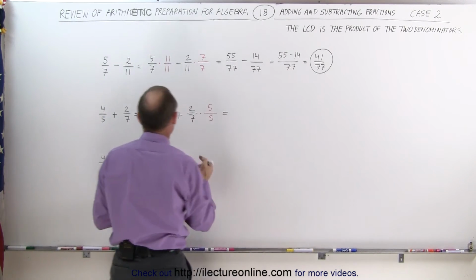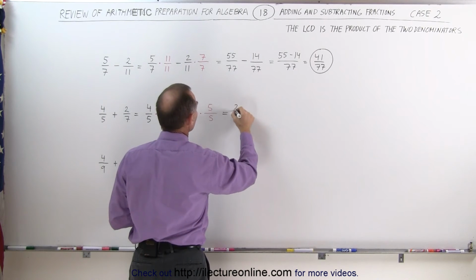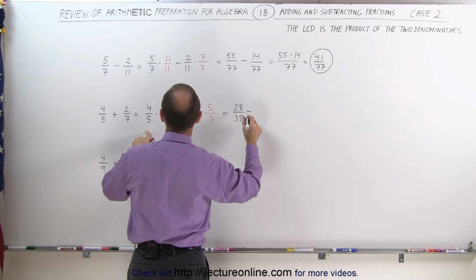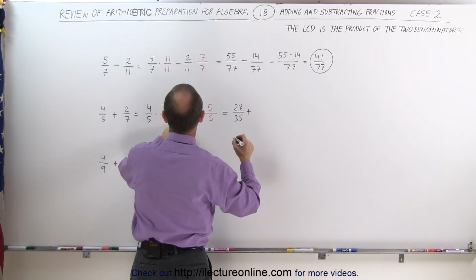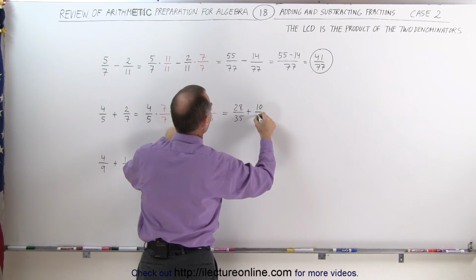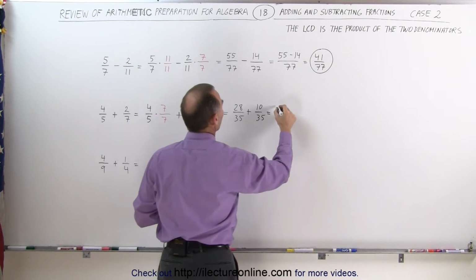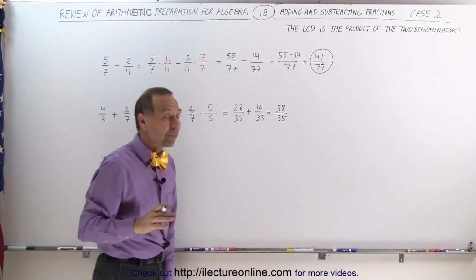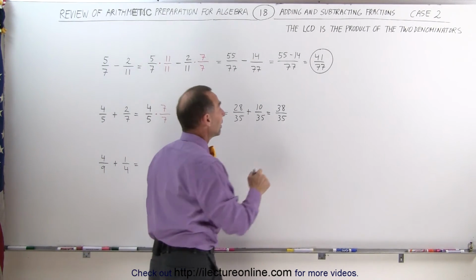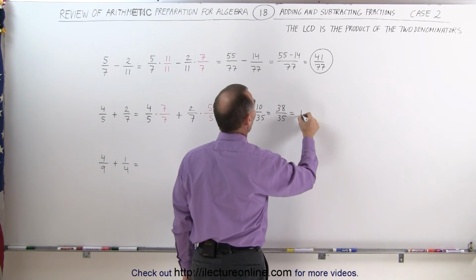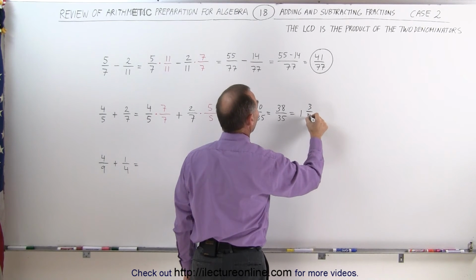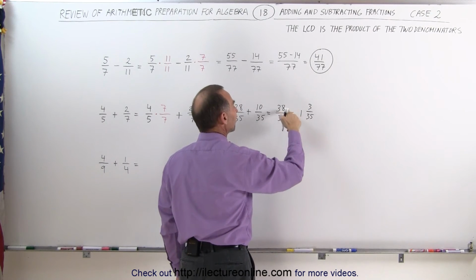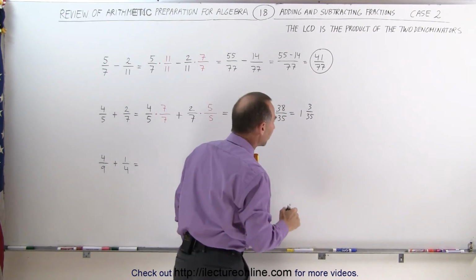When we multiply fractions, we simply multiply the numerators together, and we multiply the denominators together. This therefore becomes 28 over 35 plus 10 over 35, which is equal to 38 over 35. If you want to write that as a mixed number, you can do that. Notice that you can write this as 1 and 3 over 35. If I subtract 35 from 38, I get 3. 35 divided by 35 is, of course, one whole number. There it is.